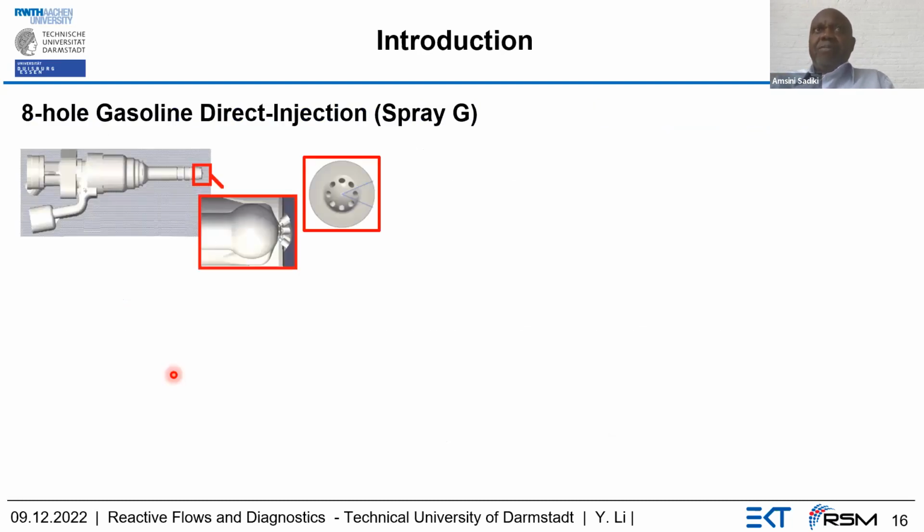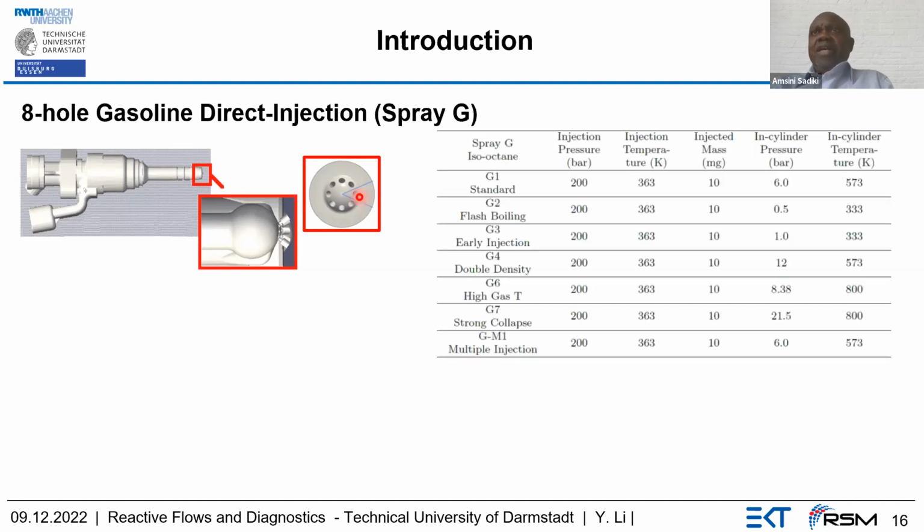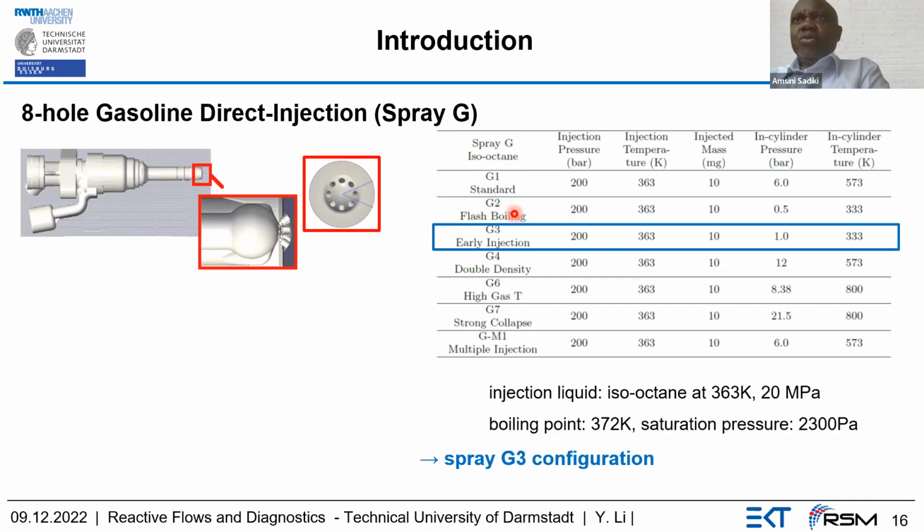It is the Spray G, as I told you. So we have an 8-hole gasoline direct injection, but we will consider only one part here, with 1 hole. And this is the series that we have shown. This is G2, in which we have some flash boiling effect. But in this work, we will focus on G3, where we don't have this phase change effect.